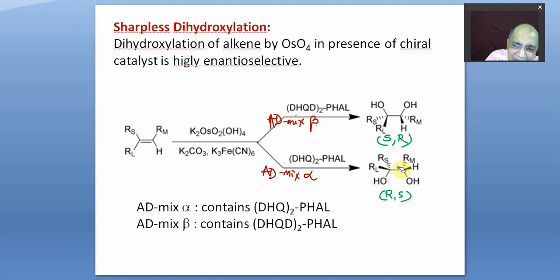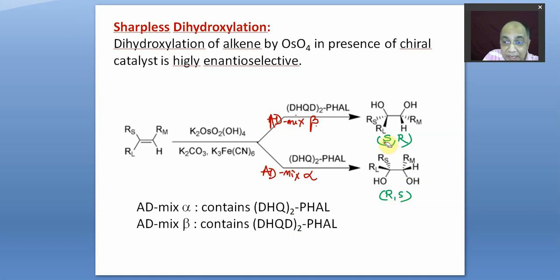I am not spending time to find out the configuration because the groups are not known. This is large size, this is small size, this is medium size. So we can apply the CIP rule and find out. I have done that before, but I am not spending time now. If you have got interest, you can definitely watch my videos on stereoisomerism.